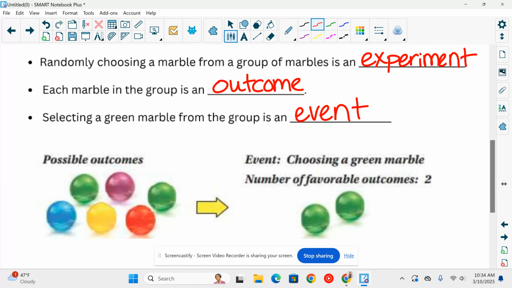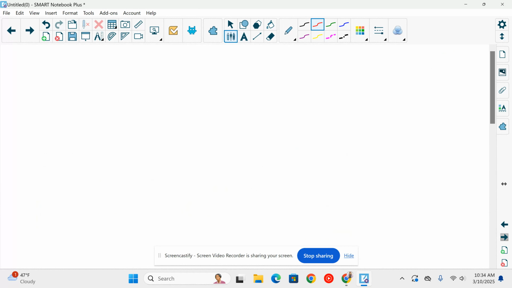Okay, so those are all our key words that we're going to be talking about today that we're going to need to put into practice. Alright, so on to the next page.